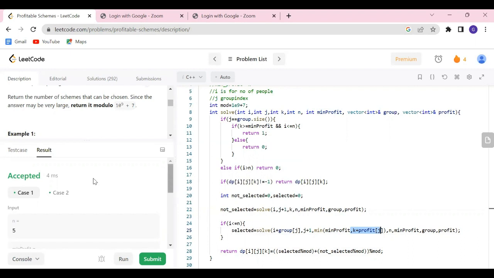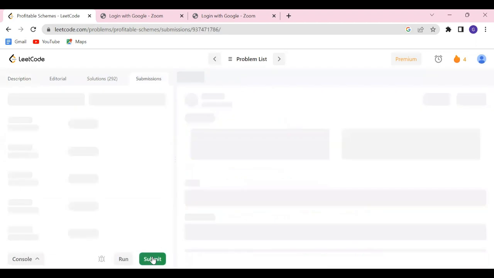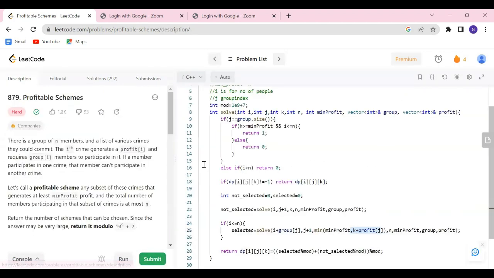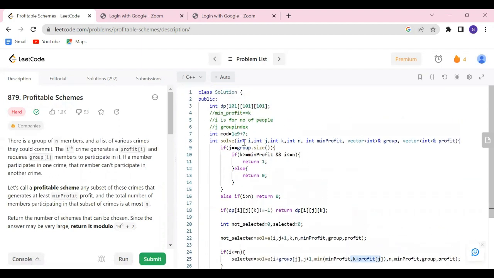Yes, so let's submit. So that's it for this question, and the time complexity is O of I into j into k, and the space complexity is also O of I into j into k plus some recursive stack. So this is the top-down approach of solving this question. You can solve this question by the bottom-up approach also.